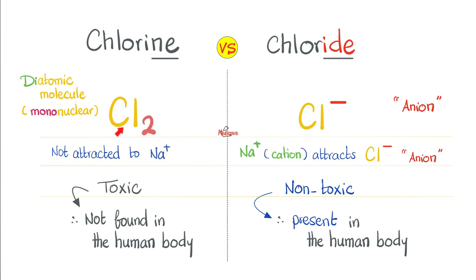Does this have any charges? No, therefore it's not going to attract sodium or be attracted to sodium. But look at this, does it have a charge? Absolutely. Therefore, it is attracted to sodium. Chlorine is toxic. This is what you use to clean your pool. It is toxic to the bacteria. You will not find chlorine in the human body. You'll only find chloride, the ionized one.